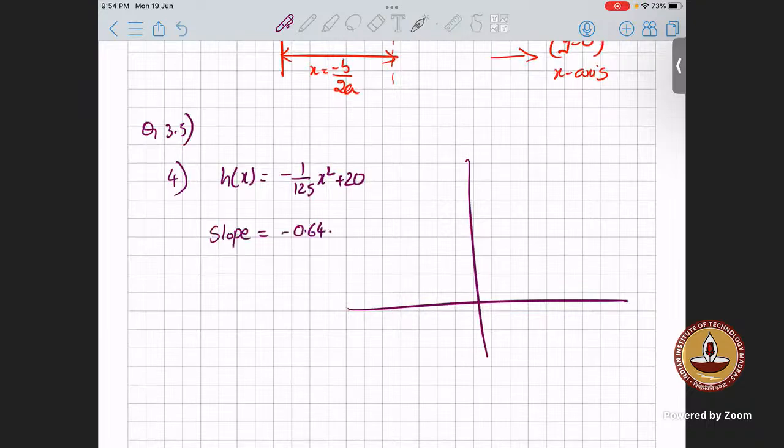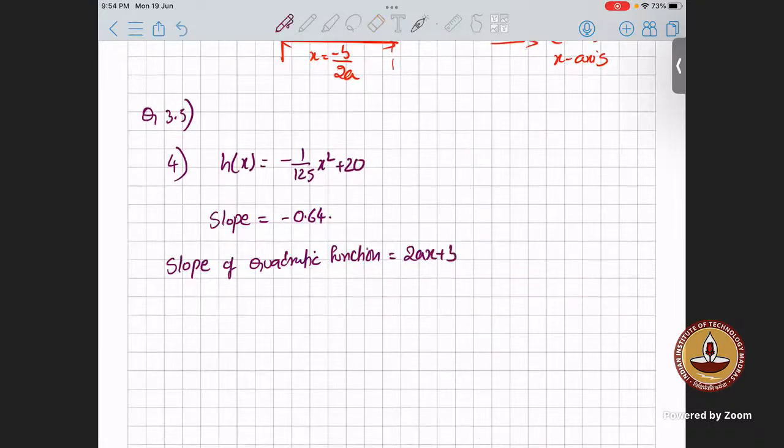You know what the slope of a quadratic function is? It is 2ax plus b. First, we compare this with ax square plus bx plus c. A is equal to minus 1 by 125, B equal to 0, C equal to 20. Agree?